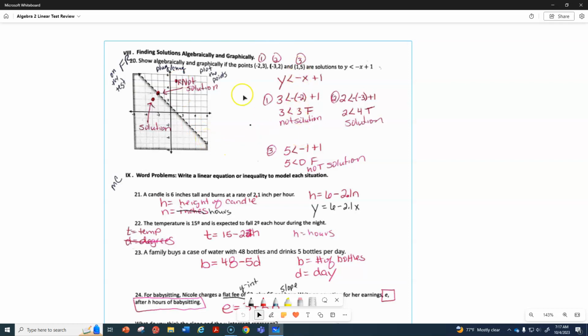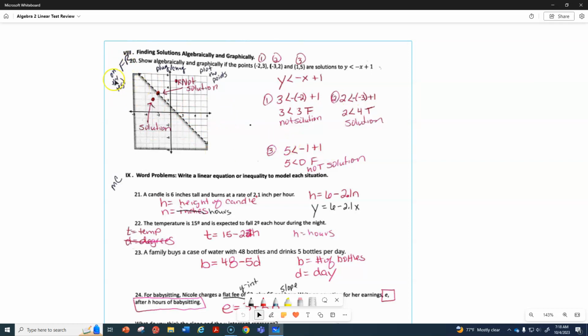Then show me algebraically. Showing me algebraically means plug and chug. I need to see where you've plugged the numbers in, and then I need to see where you've determined that it's true or false. Remember, true means it's a solution, false means it's not a solution. The point on the line is a solution if it's a solid line, but if it's a dotted line, it's not.